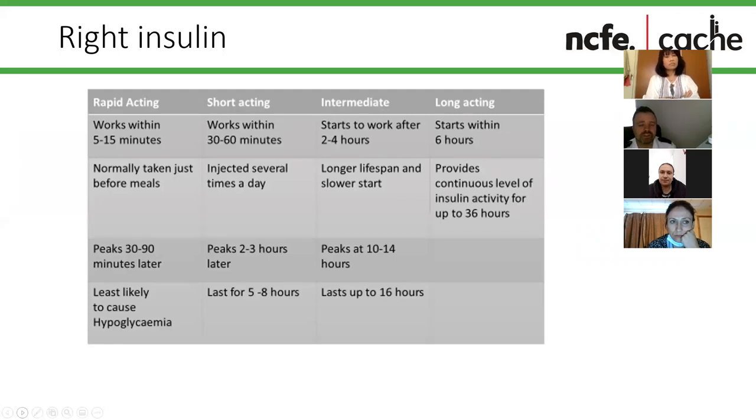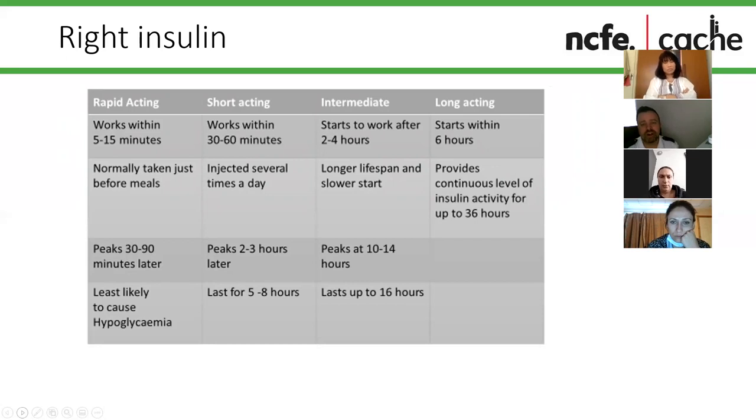You've got different types of insulin. So you've got rapid acting insulin, which works within 5 to 10 minutes. We've got short acting insulin, which works between 30 and 60 minutes. Intermediate between 2 and 4 hours, or long acting within 6 hours. So rapid acting is normally taken just before meals. Least likely to cause hypoglycemia, so that's the drop in blood sugar. Short acting, injected several times a day, so that's just about keeping it more regulated. Lasts for about 2 to 3 hours, and then lasts for 5 to 8.